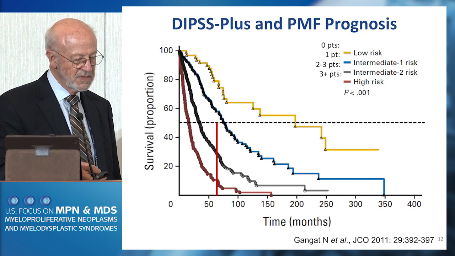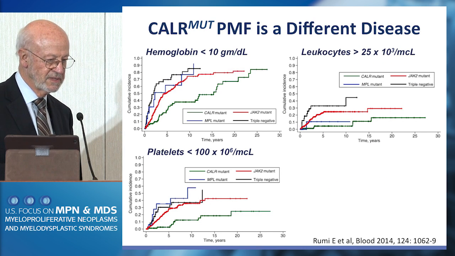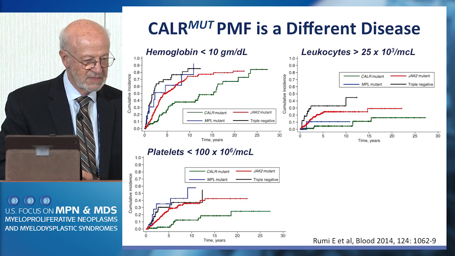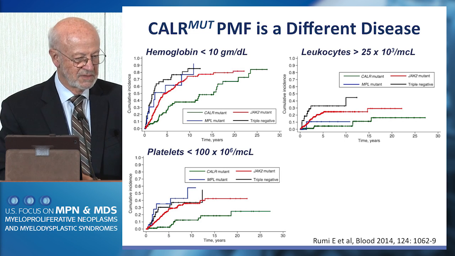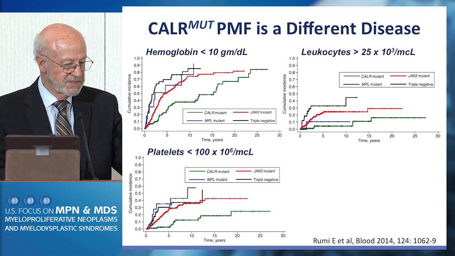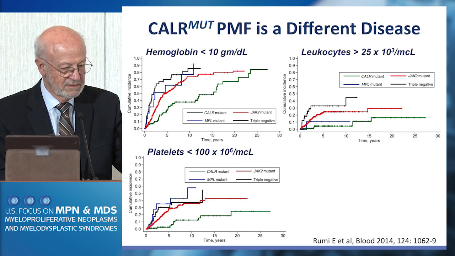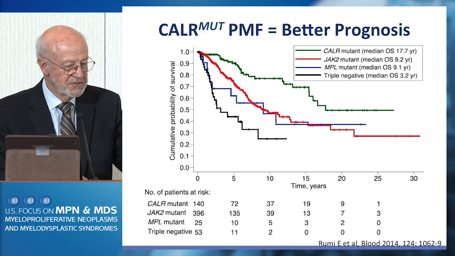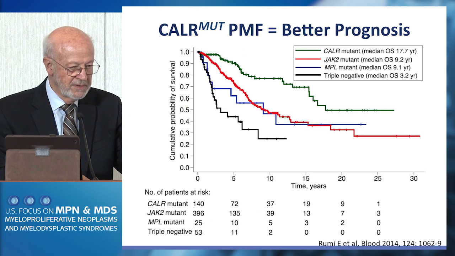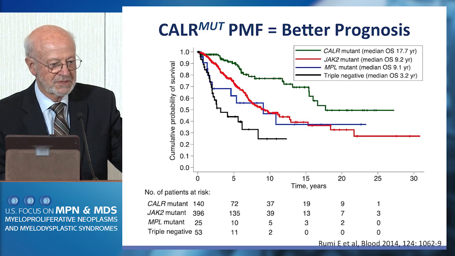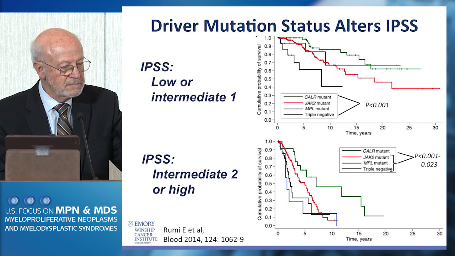Now, moving beyond the cytogenetics, DNA sequencing certainly has contributed a great deal over the last decade. And the calreticulin driving mutation, I think, is a good example of a disease that's very different. This is a slide you saw yesterday, and it's showing on the green line that the development of anemia, thrombocytopenia, or leukocytosis as a time-dependent variable is much more benign in calreticulin. This translates into better prognosis. The other point here is that the triple negative, the ones where we don't know what the driver is, do the worst in almost every analysis that's been done.